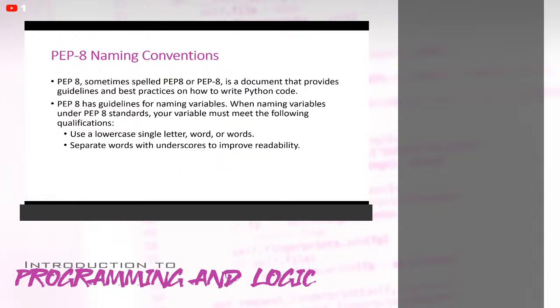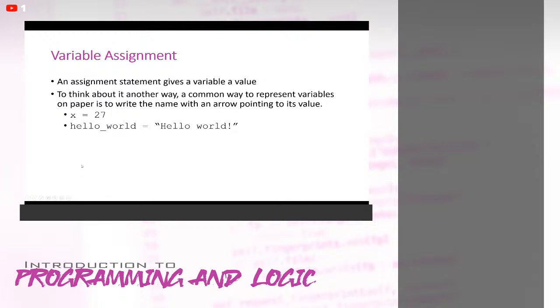So let's talk a little bit about assignment. So an assignment statement gives a variable a value. So to think about this another way, a common way that we would write it if we were writing things on paper would be to have the name pointing to its value. So when we're talking about declaration and assignment, we could think about it in terms of the equal sign. The declaration is what happens on the left side of the equal sign, i.e. creating the name and putting the name there. And the assignment is what happens on the right side of the equal sign.